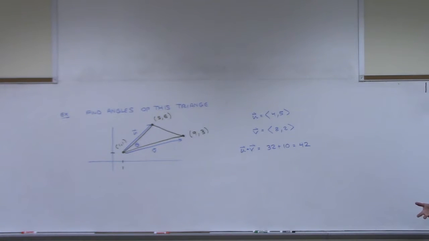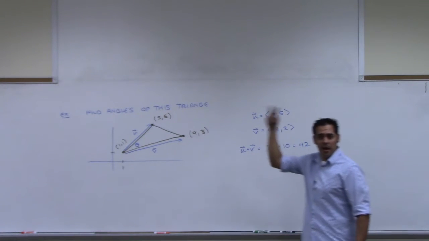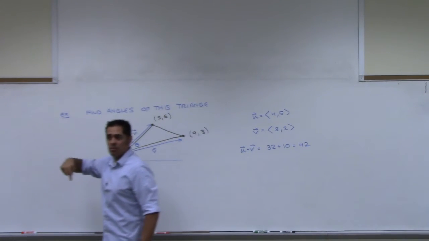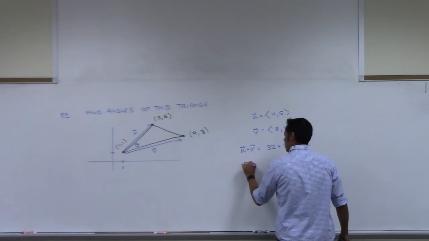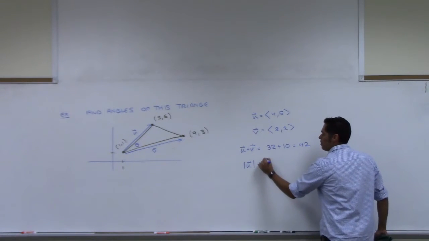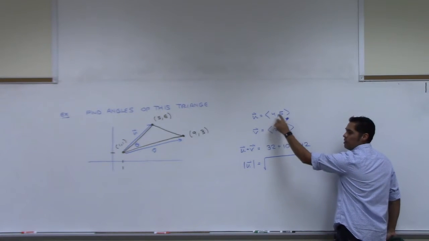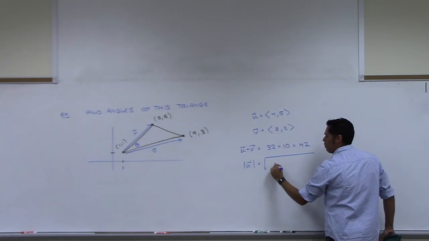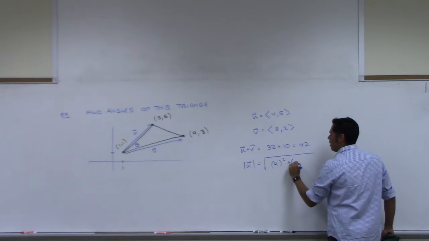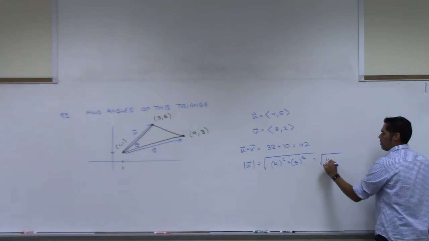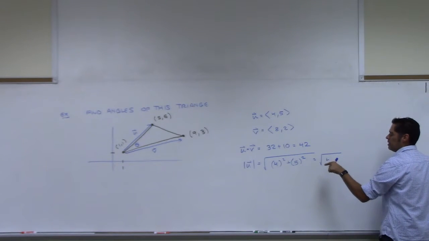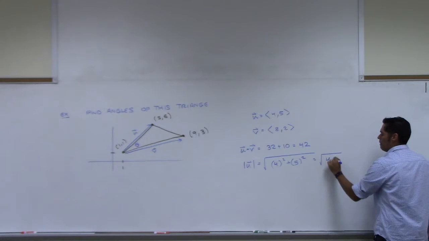What else do I need for this formula? I've erased the formula. Theta was equal to arc cosine of the dot product of u and v over the magnitude of u times the magnitude of v. So I need those magnitudes. Let's go ahead and get them right now. What's the magnitude of u? Well, it's the square root of that squared plus that squared. So 4 squared plus 5 squared, which is the square root of 16 and 25, 41.